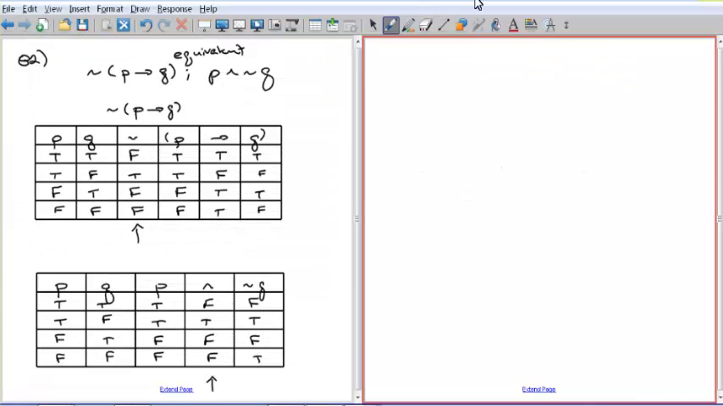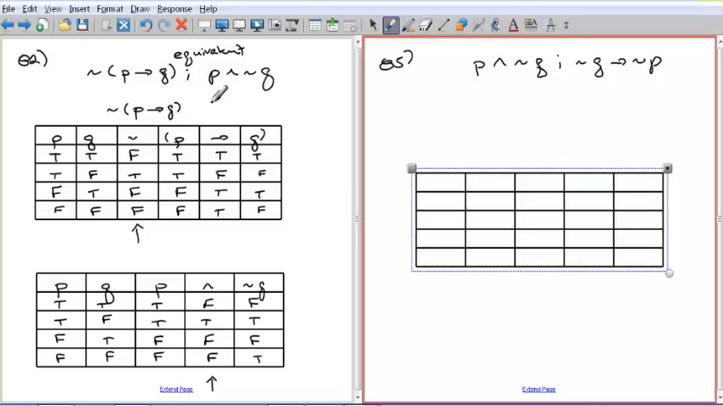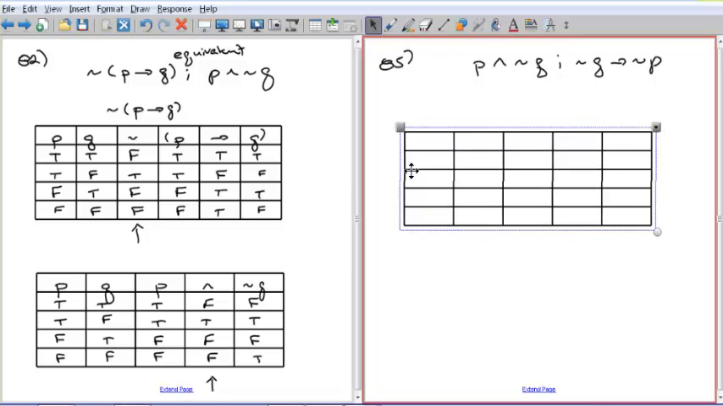Okay, the next one is 85. So the question is, are these 2 equivalent? We have P and the negation of Q. Our second statement is: if the negation of Q, then the negation of P. Again, these both have the same size. They have 5 rows and 5 columns because I don't have a negation of the whole thing, so there's one less thing I have to worry about.